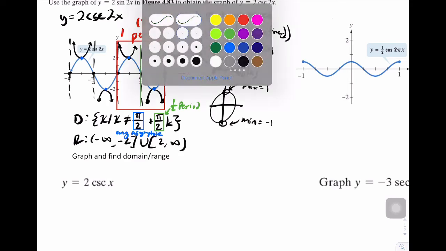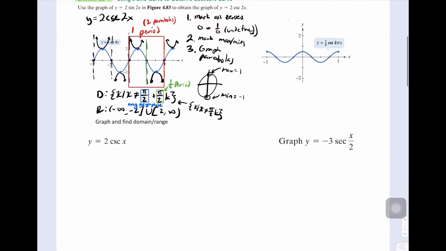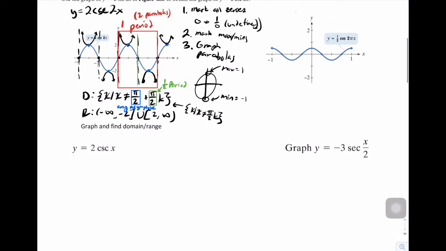And if you want to be fancy, you can do something like this. X such that x cannot be pi over 2k. Because you can think of 0 as an asymptote, but you don't have to do that. You can just do the one I wrote earlier. And there's your domain, there's your range. Not too bad.